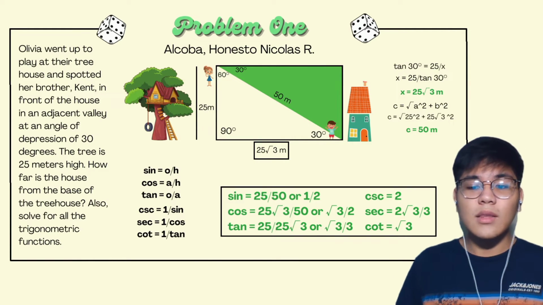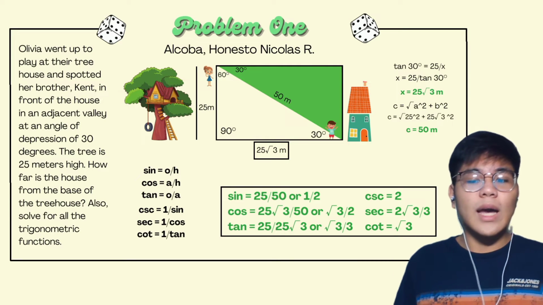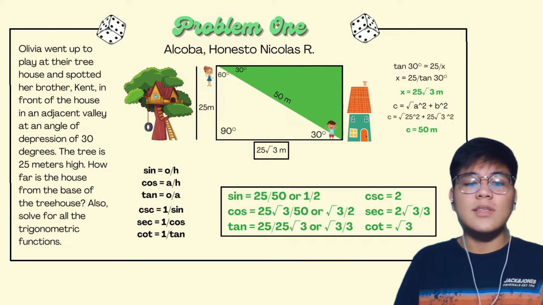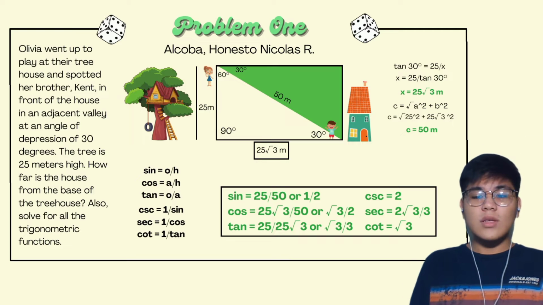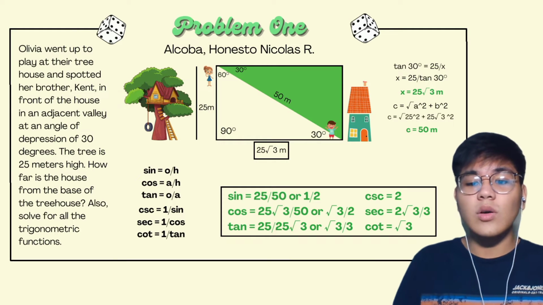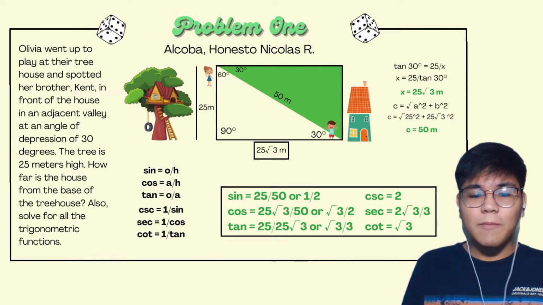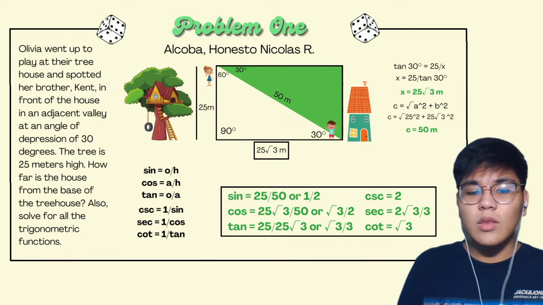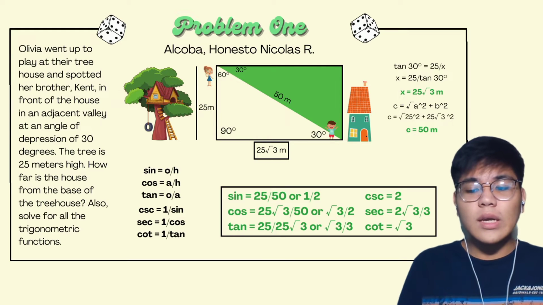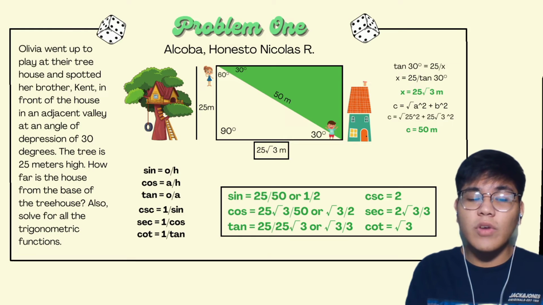Next is our cosecant. Cosecant is equal to 1 over sine, which is 1 over 1/2, equal to 2. Next is the secant, 1 over cosine. Secant is equal to 1 over square root of 3 over 2, or 2 square root of 3 over 3. Lastly, we have the cotangent, which is equal to 1 over tan, or 1 over square root of 3 over 3, which is equal to square root of 3. Now we have all the trigonometric functions.